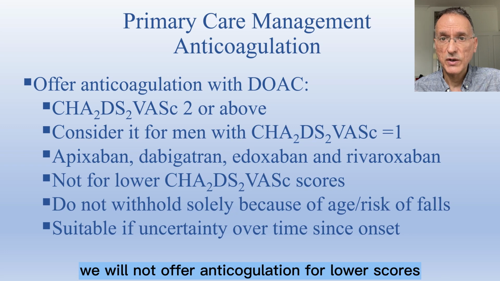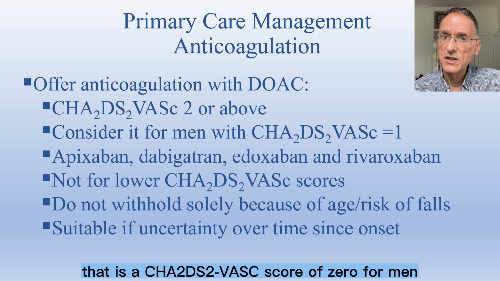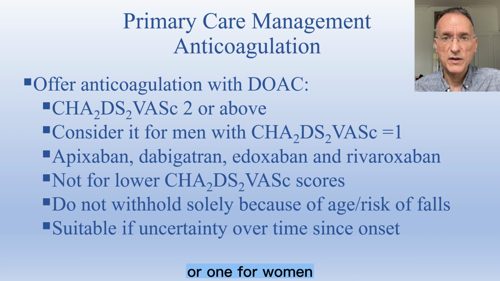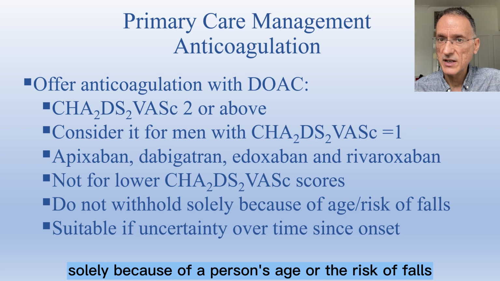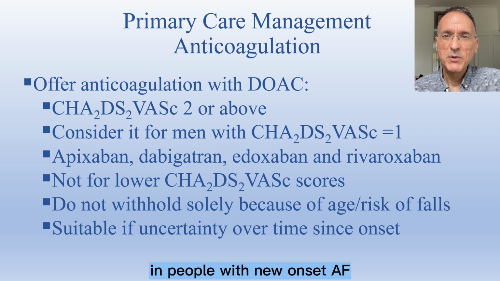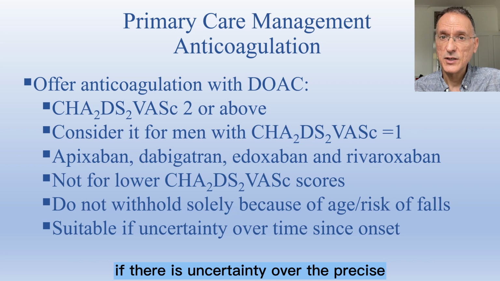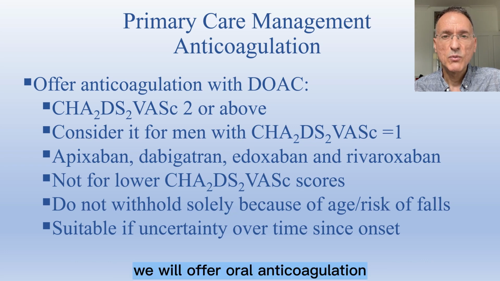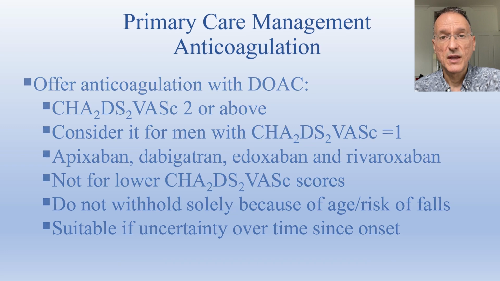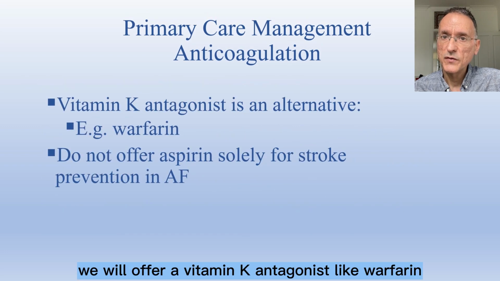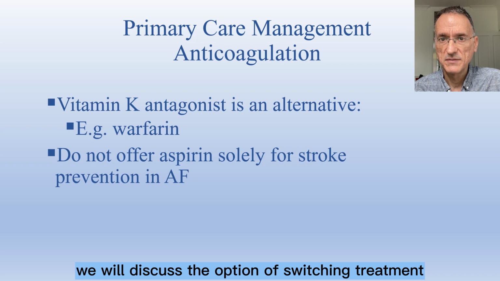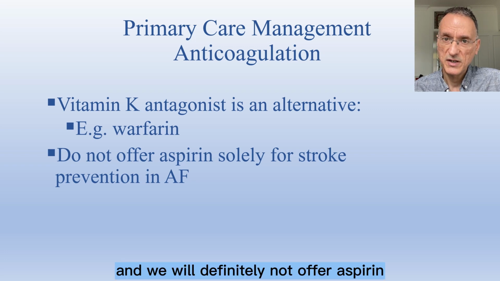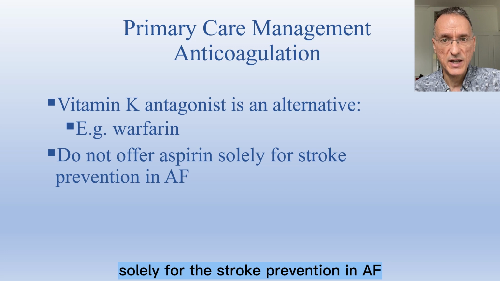We will not offer anticoagulation for lower scores, that is a score of 0 for men or 1 for women. We will not withhold anticoagulation solely because of a person's age or the risk of falls. In people with new onset AF, if there is uncertainty over the precise time since onset, we will offer oral anticoagulation. If DOACs cannot be given, we will offer a vitamin K antagonist like warfarin. However, for those already taking warfarin, we will discuss the option of switching treatment. And we will definitely not offer aspirin solely for stroke prevention in AF.